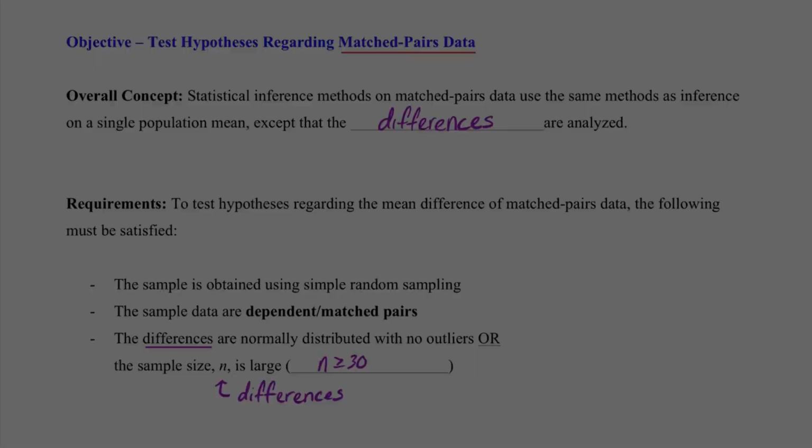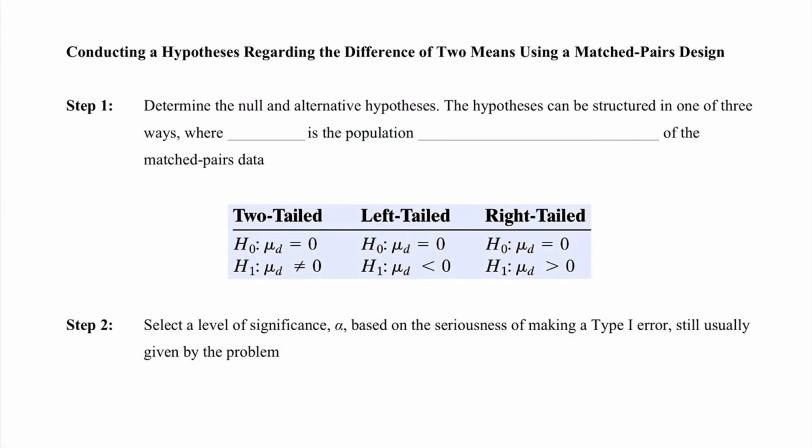Heading into our steps on how to conduct the hypothesis test then, of course we need to determine the null and alternative hypotheses first. The hypotheses can be structured in one of three ways, where mu sub d is the population mean difference of the matched pairs data. We need to make note of this because we're only using mu sub d here when we're working with matched pairs data. It implies the mean of the differences of our data.